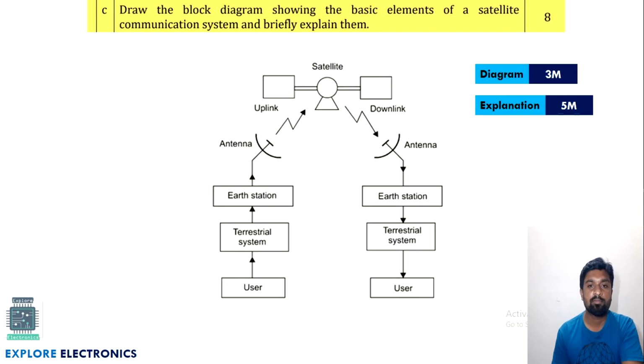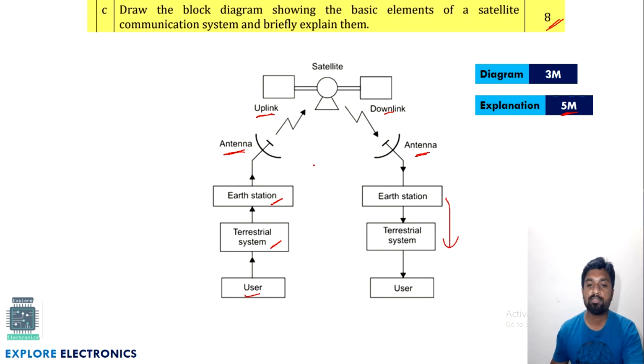And then, draw the block diagram showing the basic elements of a satellite communication system. This is a satellite communication system. Here it is asked for 8 marks, meaning you need to explain what is user, what is terrestrial system, what is earth. Here again a transmitting antenna, what is uplink and downlink, and then the receiving antenna. Again the same things here. This needs to be explained briefly so that the explanation carries 5 marks.